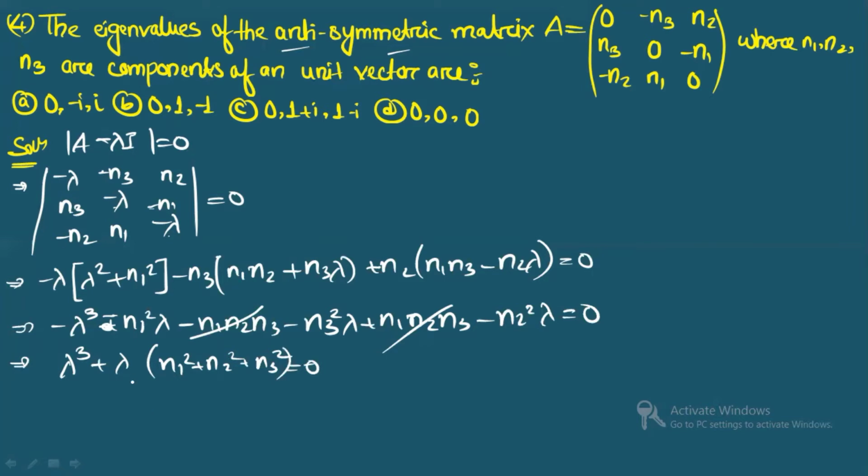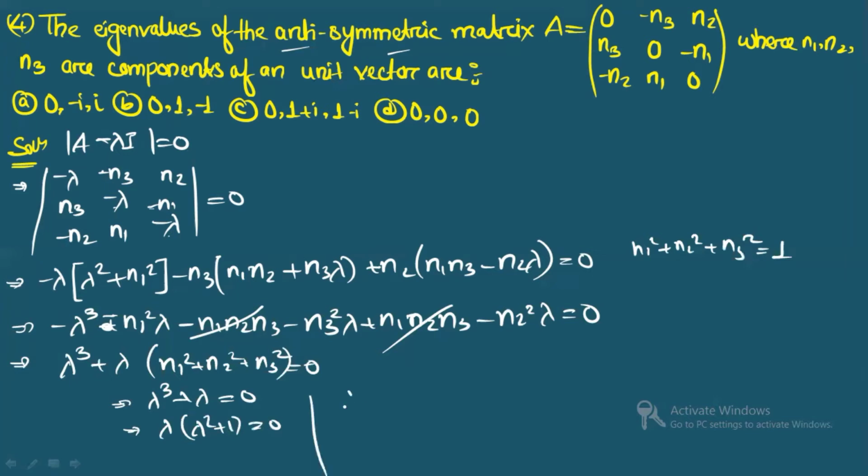Clear? Now it is said in the question that n1, n2, and n3 are the components of a unit vector. Okay, that means n1 square plus n2 square plus n3 square will be equal to 1. And here you will get lambda cube plus lambda equal to 0. So take lambda common, you will have lambda square plus 1 equal to 0. So from here what you will get? Lambda equals 0 and lambda square plus 1 equals 0.